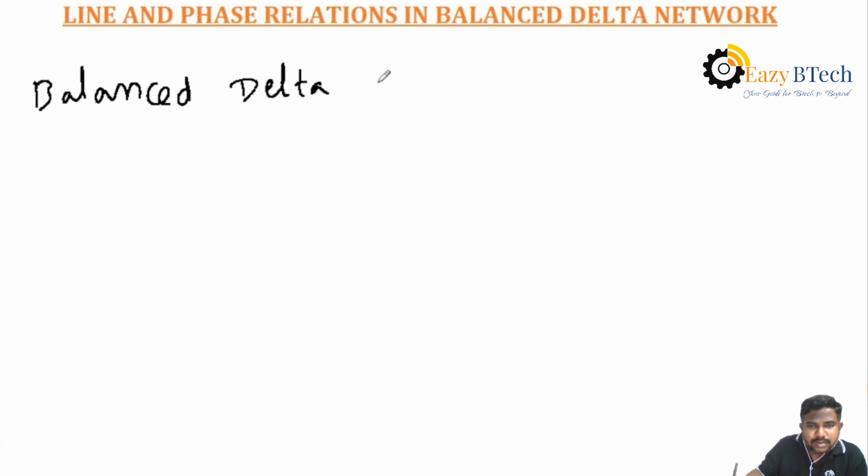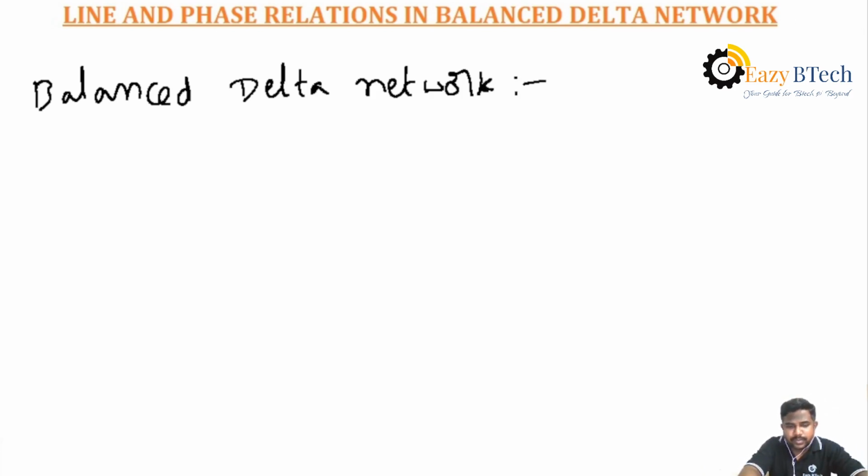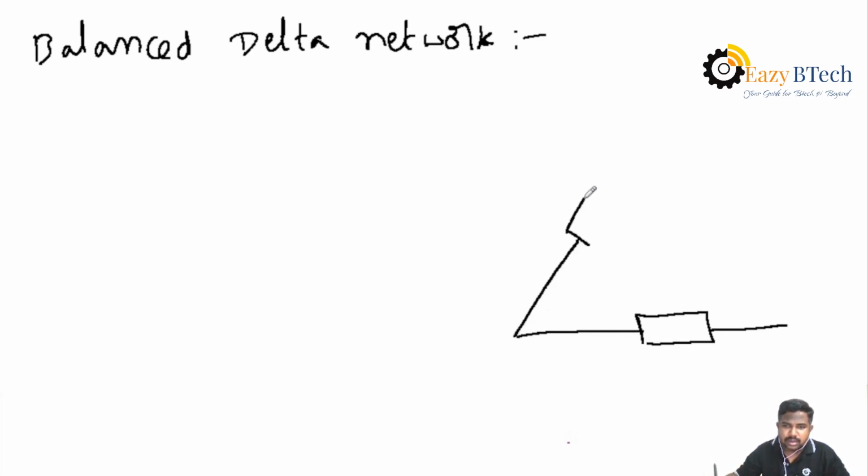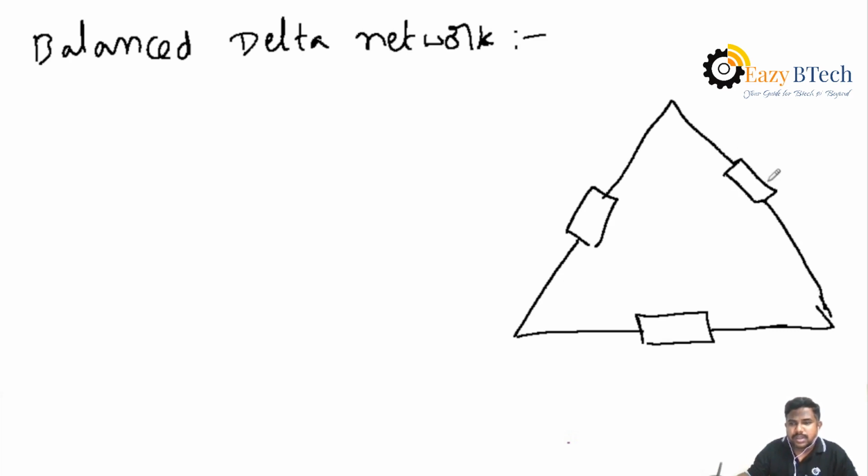That is the delta network. We know that it is a formation of a single loop. We have considered all three impedances between the three phases, all are equal. These impedances we are considering Z, Z, Z.